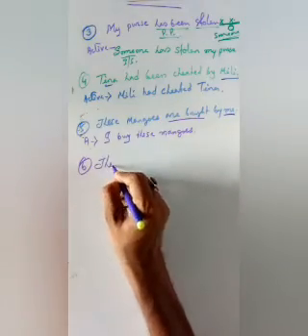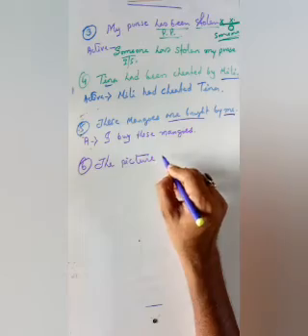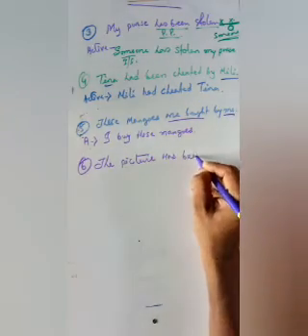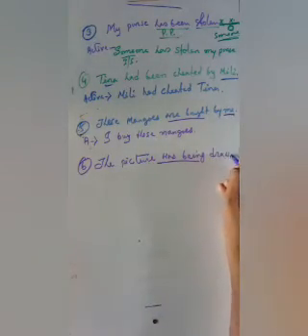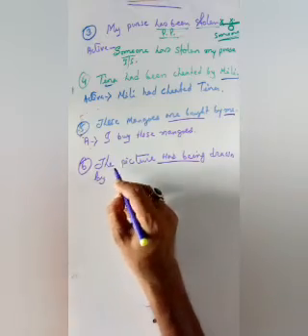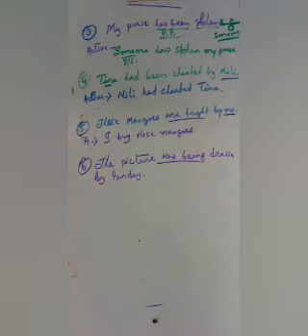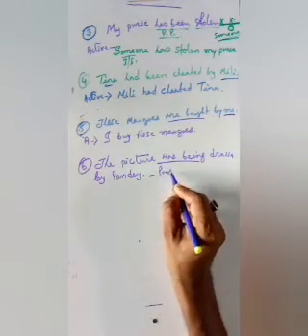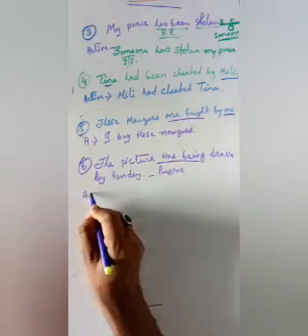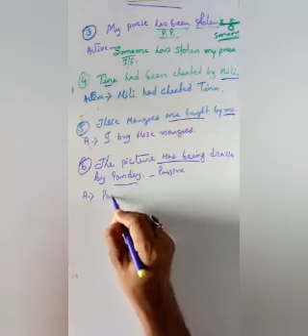The picture was being drawn by Pandey. Now follow this one. The picture was being drawn by Pandey. Okay, now it is in passive. We need to take it to active. Okay, Pandey is the object, it will become the subject.